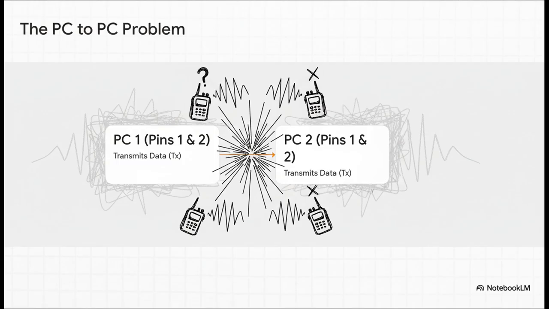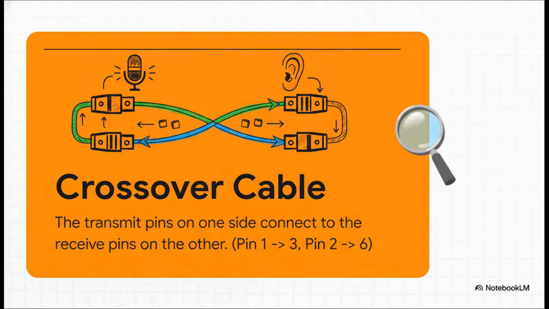It's like they're both trying to shout into the same walkie-talkie at the exact same time. Nobody's listening and no data gets through. And the solution, back in the day, was actually pretty clever: the crossover cable. It looks the same on the outside, but inside, the wires are physically swapped. It connects the transmit pins from one PC to the receive pins on the other. So pin 1 on one end goes to pin 3 on the other, and pin 2 goes to pin 6. It's a simple, physical fix that makes sure one computer's mouth is wired directly to the other's ear.